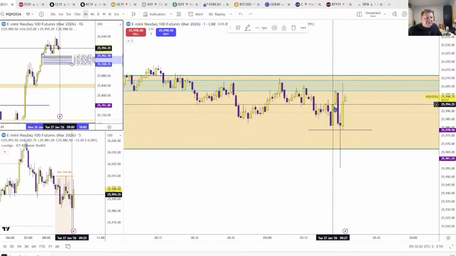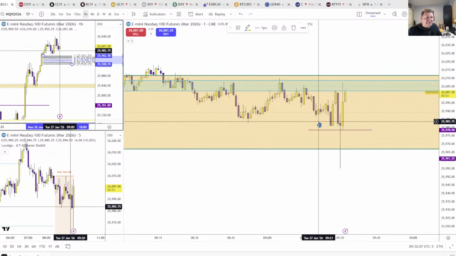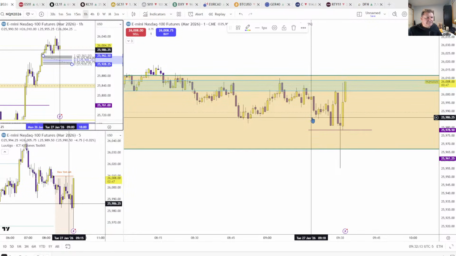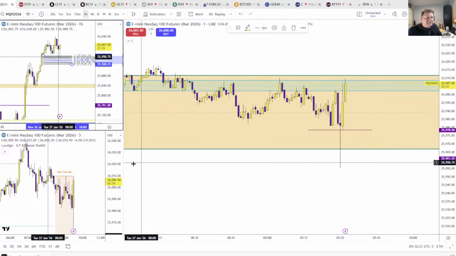So now we've got to change the direction here. Wait for this bull trap to let go first. Wait for it to close.